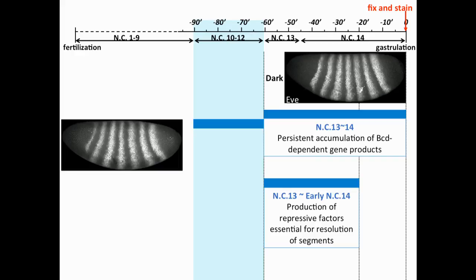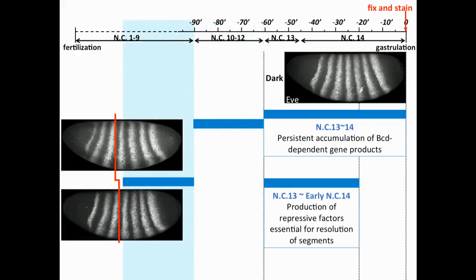At first glance, the overall patterning doesn't seem to be affected. However, if we compare this embryo to an embryo either having developed in the dark or illuminated even earlier, we find that there's an anterior shift of the patterns. This resembles an embryo of a reduced bicoid dosage.